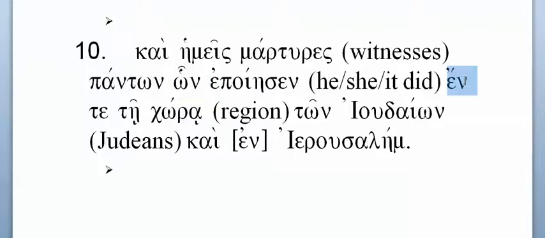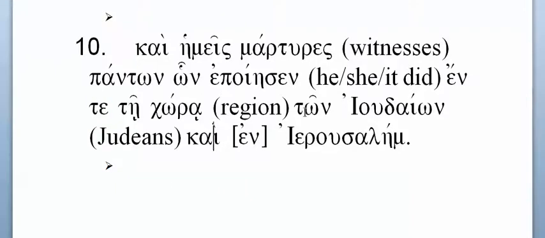He did, and then you have this particle te, which hopefully you'll recognize. If you haven't, you may have to look it up, but essentially if you've got a te and then a kai, it's basically "both this and the other thing." So it's both and. When you see a te and a kai together in the same clause, it's both and. So hopefully that makes sense. All right, so which he did in both the region, and he gives you chōra as region.